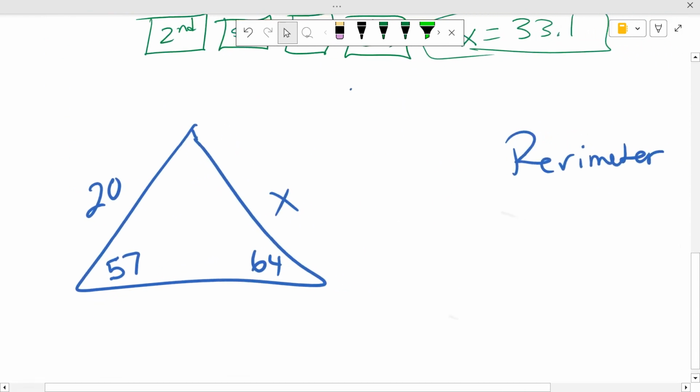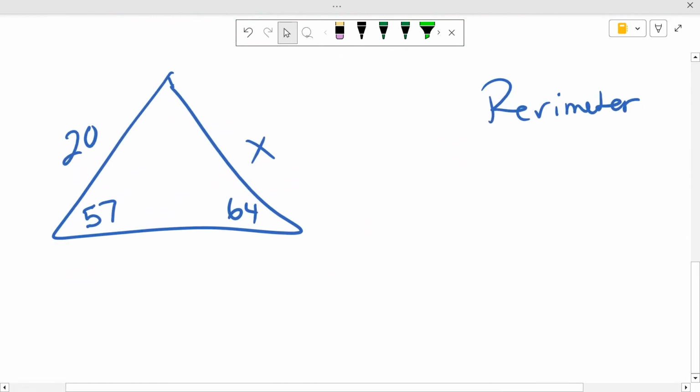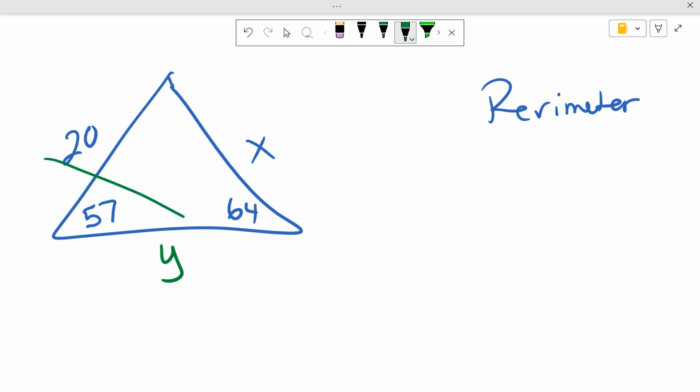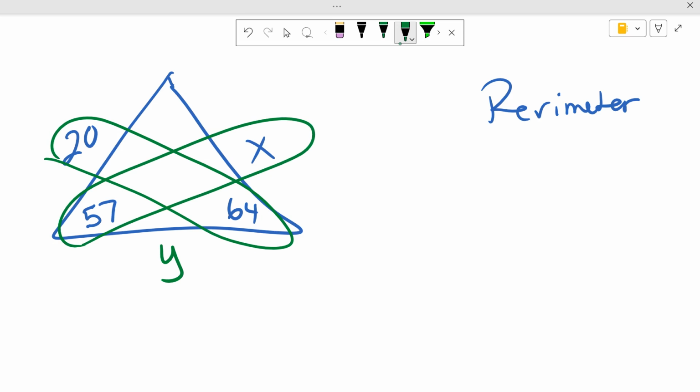You'll be asked to find the perimeter of a triangle. So we have an x and a y that you have to find, because to find the perimeter, you have to add up all three sides. Opposites, opposites. Uh-oh. Does y have an opposite? Not yet. But is it easy to find? Yeah. What would be left for that angle up there? 59, exactly. And then we have opposites.